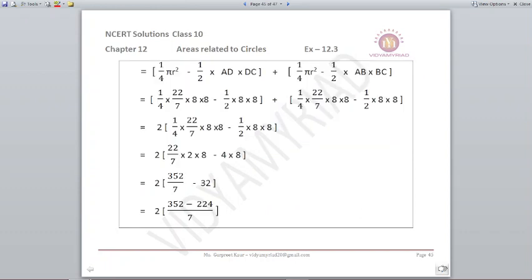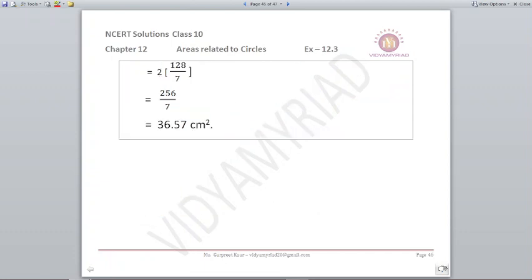So we know the formula, 1/4 pi r square is your quadrant, minus half into base into height, plus 1/4 pi r square for the upper quadrant, minus half into base into height. The values are the same, radius is 8, base and height are also 8, so we can take 2 common on the whole and solve it for easier calculation. On solving, the shaded portion comes out to be 36.57 centimeters square.